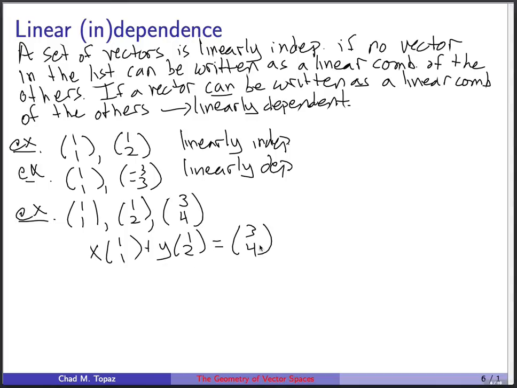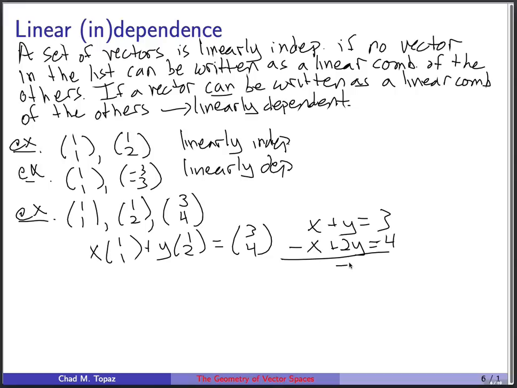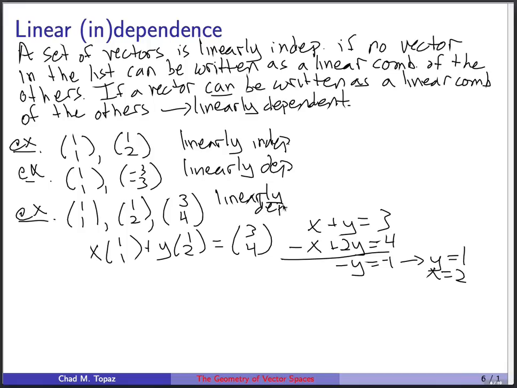And is there a solution that does this? Well, I can see what the solution is by inspection, but if you can't see it, just write out the equations. Read across the top row, you get x plus y equals 3. Read across the bottom row, you get x plus 2y equals 4. I'm going to subtract. I find minus y is -1, so y is equal to 1. Plugging in back here, if y is 1, then x equals 2. So I showed that this third one can be written as a linear combination of the first two, so these are linearly dependent.